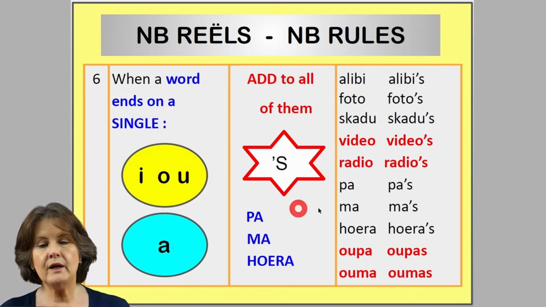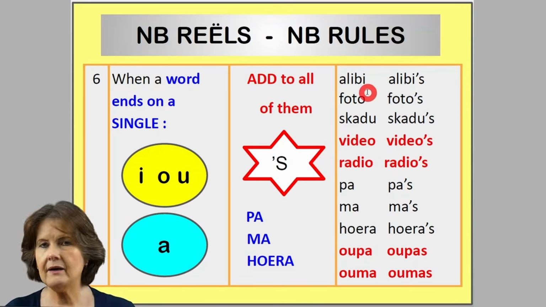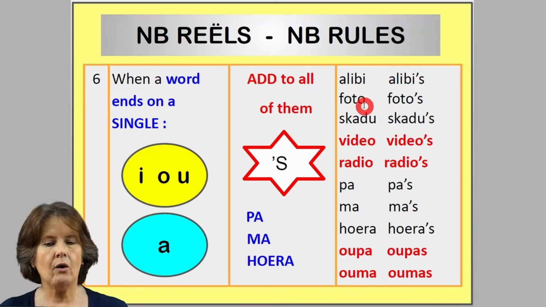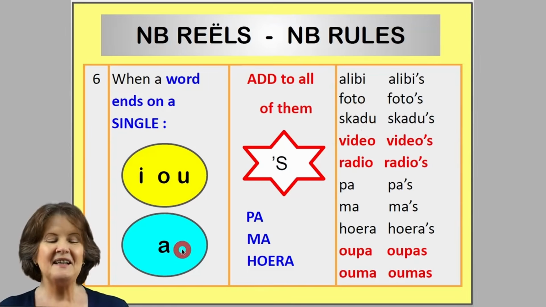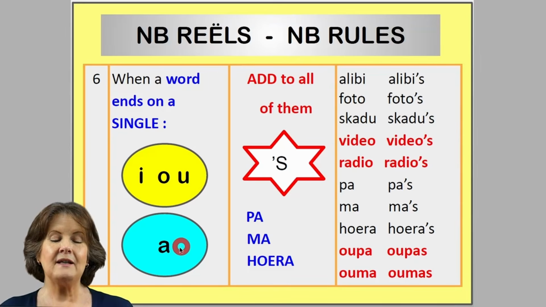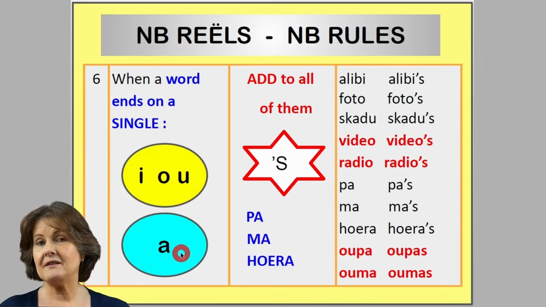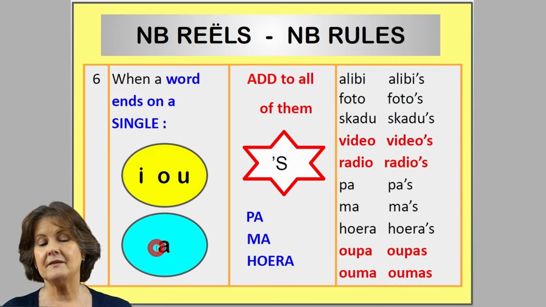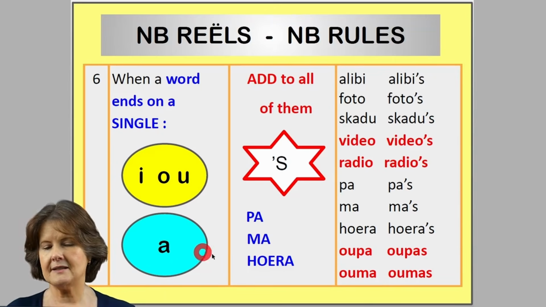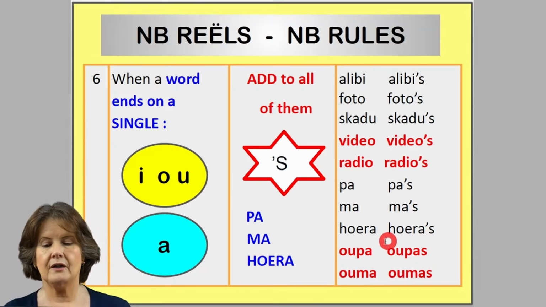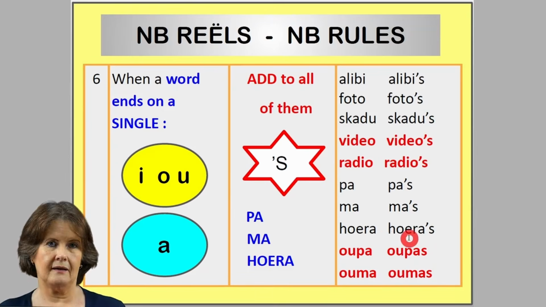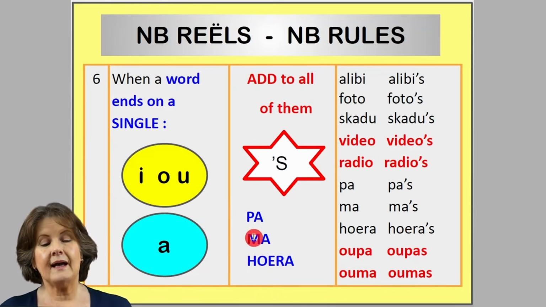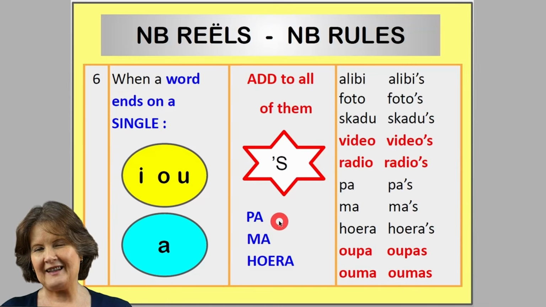So when a word ends on a single vowel, there's no other vowel next to it, like alibi, or foto, or skadi. It stands alone. You give it apostrophe S. So the A rule. Now listen carefully to this one. There is a very fancy rule for this one. That is when the A syllable is the loud syllable, like hoorah. You don't say hoorah, okay? So what happens here, but I'll give you a shortcut.